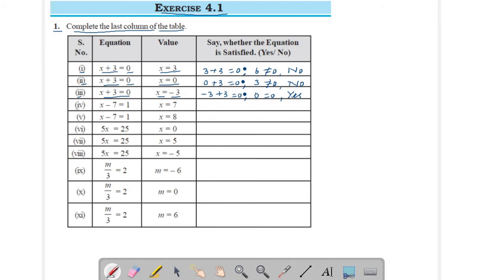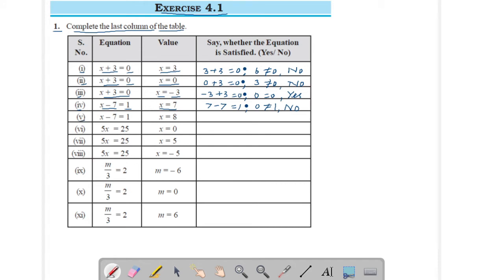Now come to fourth part. It is x minus 7 = 1. Here x = 7. Here put x = 7. What will you get? 7 minus 7 = 1. Here 7 minus 7 is 0 and 0 is not equivalent to 1. Therefore, the left hand side is not equivalent to the right hand side. Your answer is no.